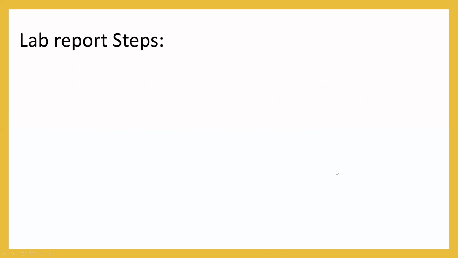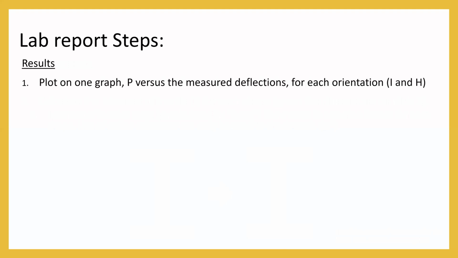All right, so the lab report steps, this is just following along in the instructions that I should also upload. So make sure you download that and review that as well. The first step, what you're going to do is plot on one graph the P, so that's the loading, versus the measured deflections in inches for each orientation. So on one graph, you're going to have the data from the I orientation and the H orientation. Make sure you distinguish between these two lines, or these two data sets, because using Excel, it'll do that automatically. Just don't put them as one.